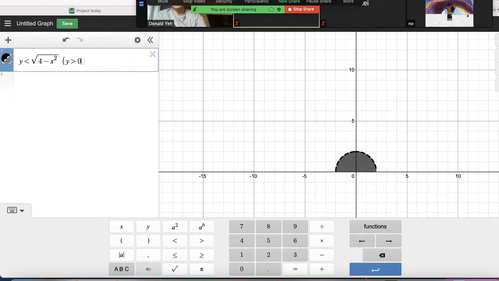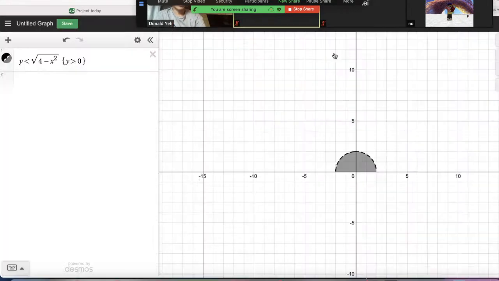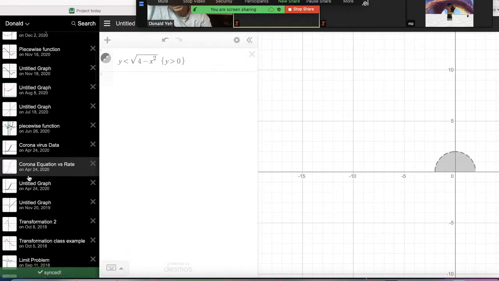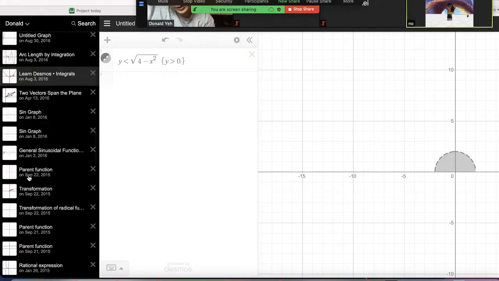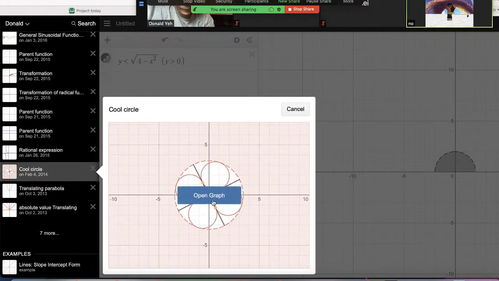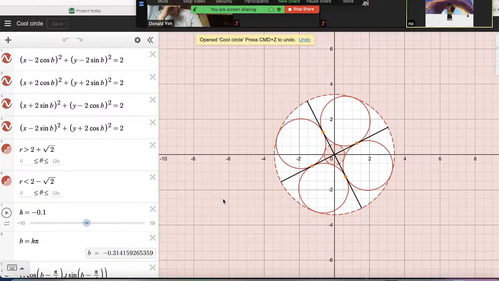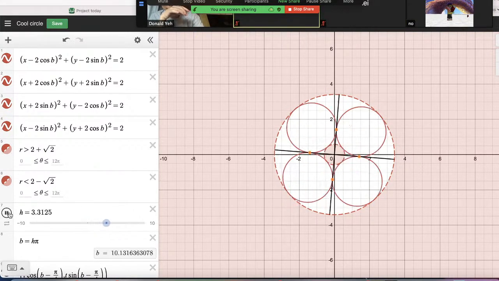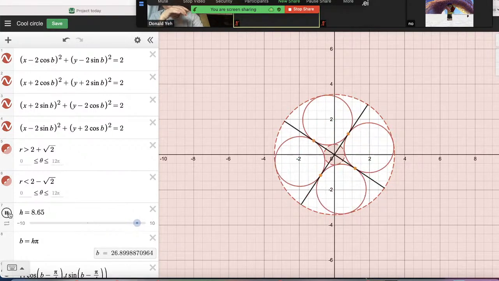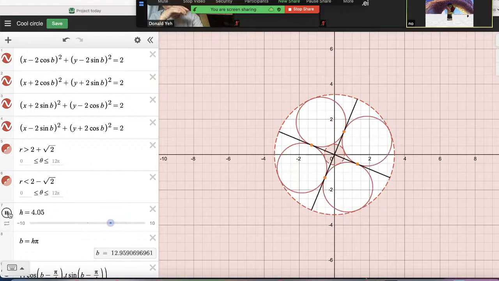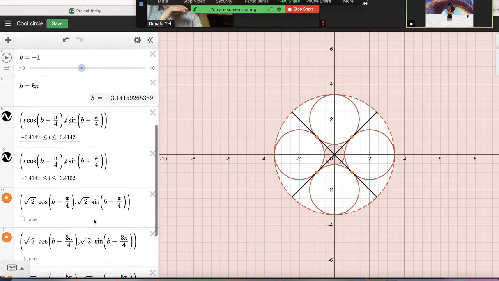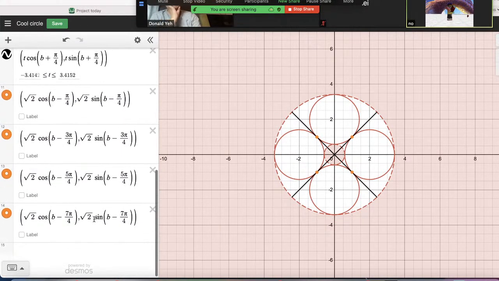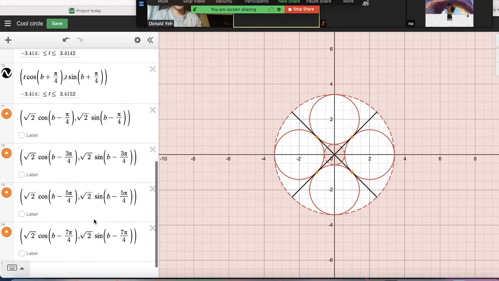Okay, so I have a graph that might help with that one. Let's see. The spin one, this one. Okay. So this one spins. How does the circle in the middle spin? How does that one spin?